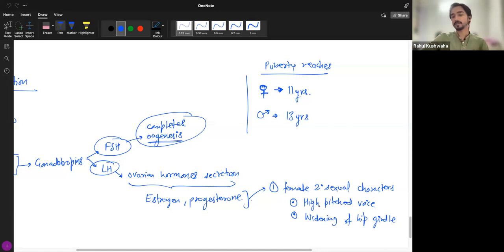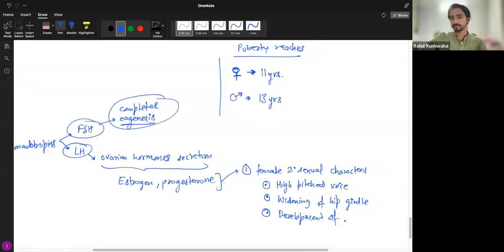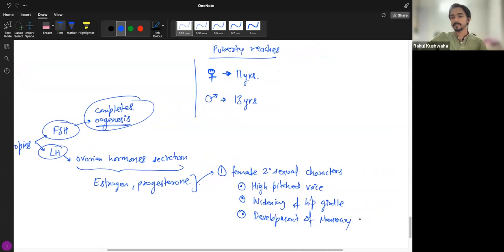So widening of the hip girdle is an important secondary sexual character for childbirth. Apart from that, development of mammary glands. Okay, this is important. So just development, the synthesis of milk, human milk, which is called colostrum. You can write down the spelling. Human milk is called colostrum.